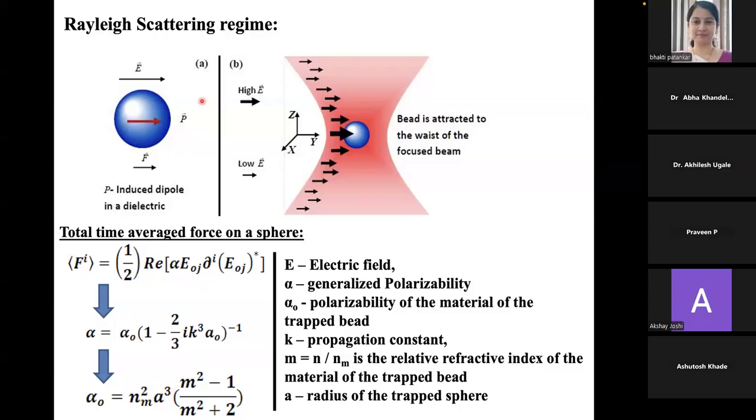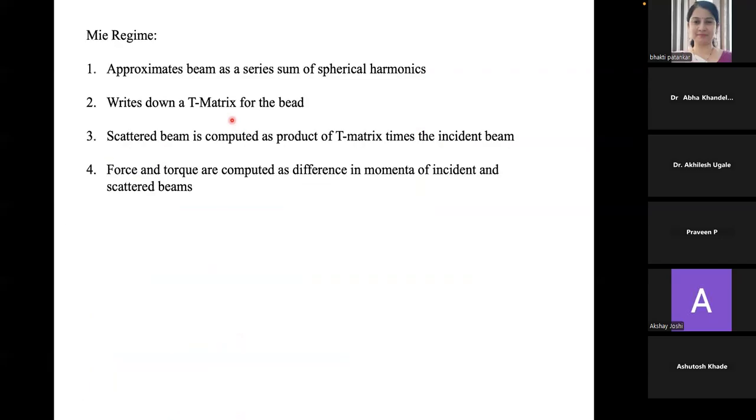In colloidal physics, you could imagine two beads in two independent traps held very close to each other. And then if there is some kind of interactive force between the two beads, then by simply knowing the fluctuation of the bead, you can measure the interactive force between the two beads. So, trapped beads act as microscopic force readouts, and therefore it is important to know the forces on these beads.